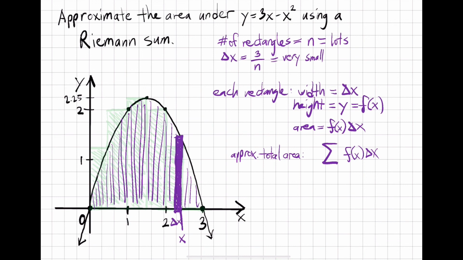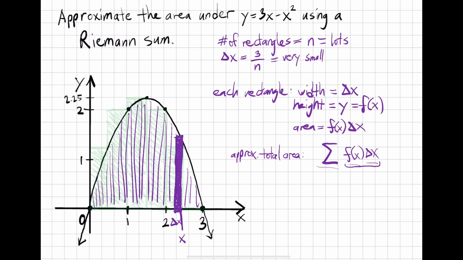Now, again, there's some more notation in here to make this formula precise, but I don't want you to get hung up on that notation right now. The important thing is to recognize what this formula means. It means we are taking the area of each rectangle, which is going to be the height of the rectangle times its width, and we're going to add those up. That will give us our approximate total area.